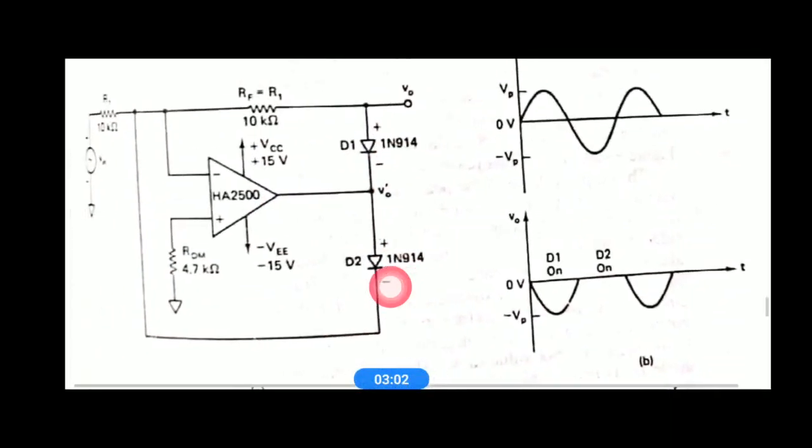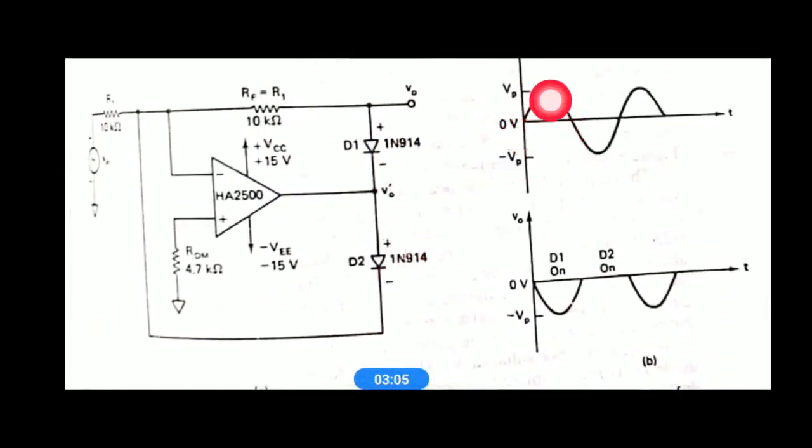In this circuit, we'll see what happens during a positive half cycle. When you apply the positive half cycle, since it is an inverting amplifier, the output V0 dash is negative saturated. This negative saturation output is applied to the cathode of D1 and the anode of D2. So D2 is reverse biased, right? It is open circuited, there is no connection here. And diode D1 is forward biased.